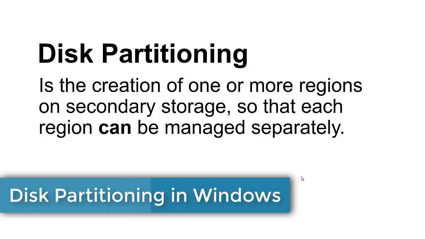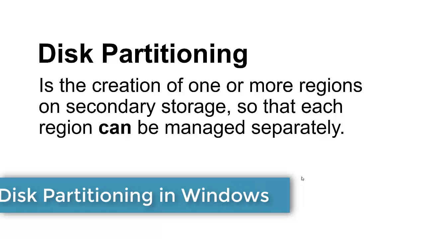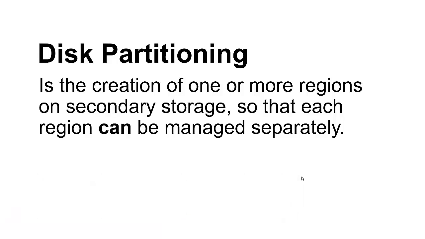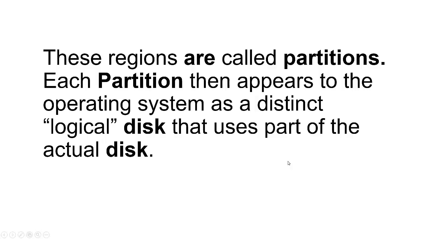Hello, welcome to today's topic on disk partitioning, also known as disk slicing. It is the creation of one or more regions on secondary storage so that each region can be managed separately. These regions are called partitions. Each partition then appears to the operating system as a distinct logical disk that uses part of the actual disk.